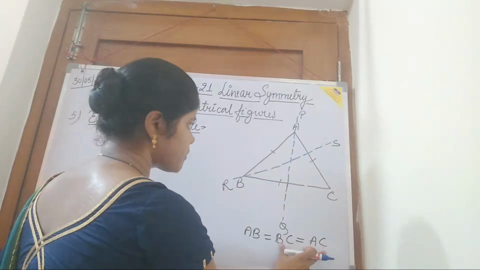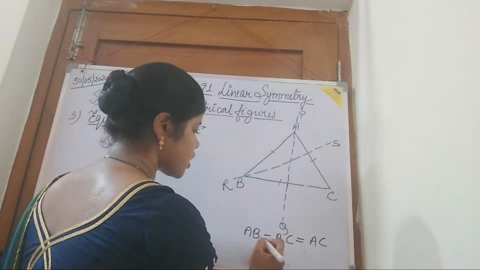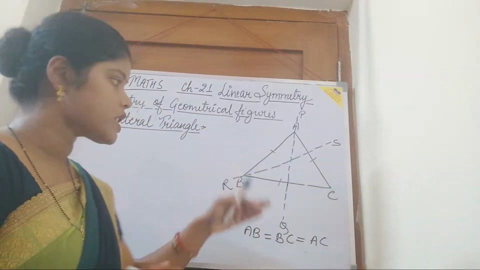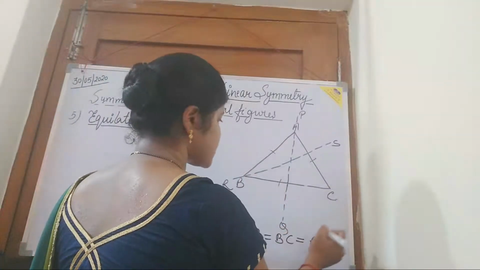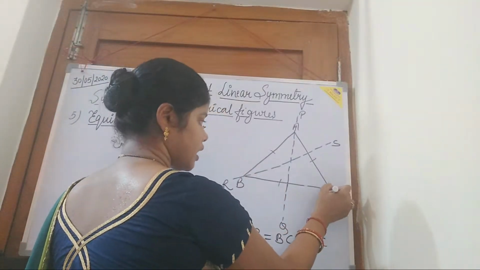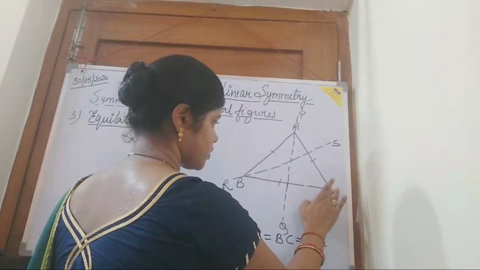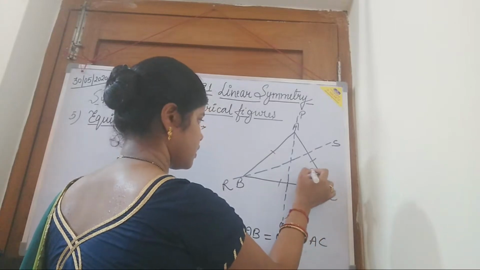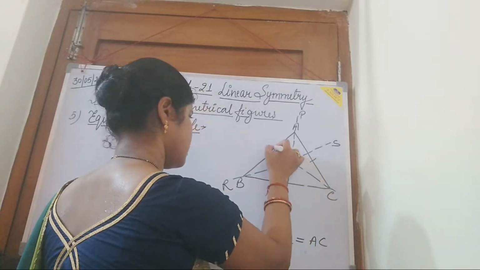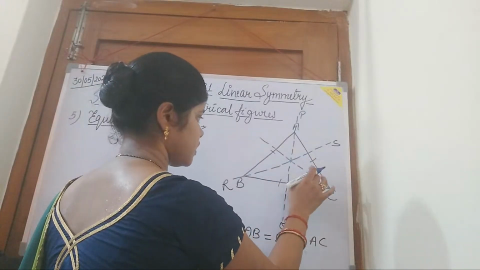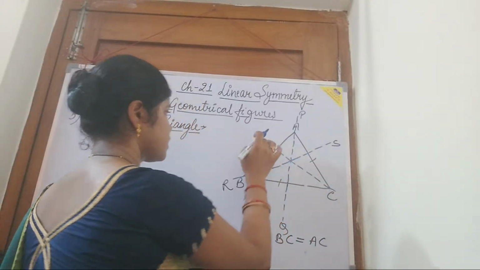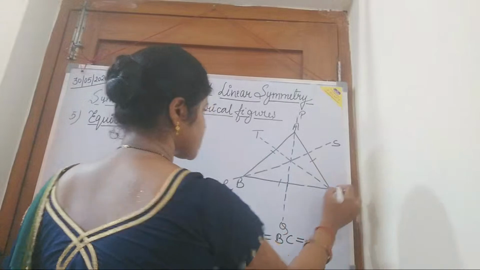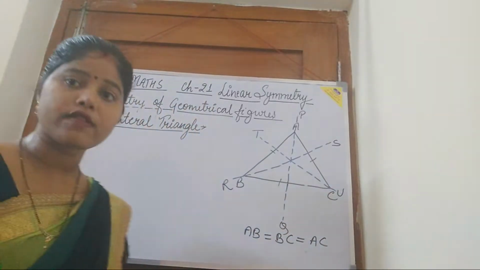Now I am going to take BC equal to AC. If we talk about BC equal to AC, then also we are going to draw a line of symmetry which is in between the two equal sides BC and AC. So this one is the angle bisector. Name this line TU. So in this equilateral triangle, how many lines of symmetry do we have?